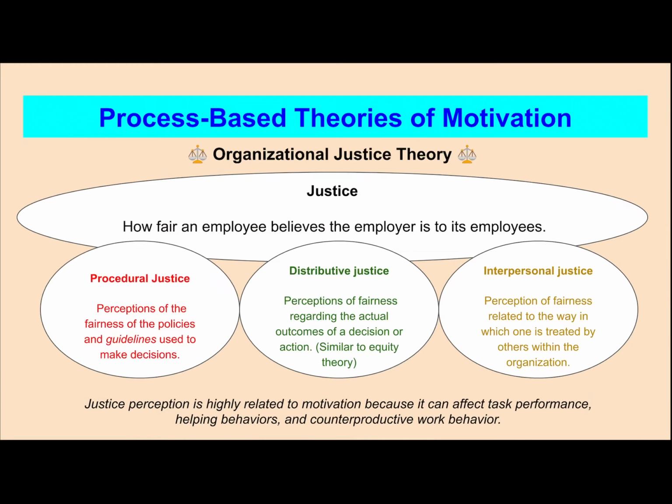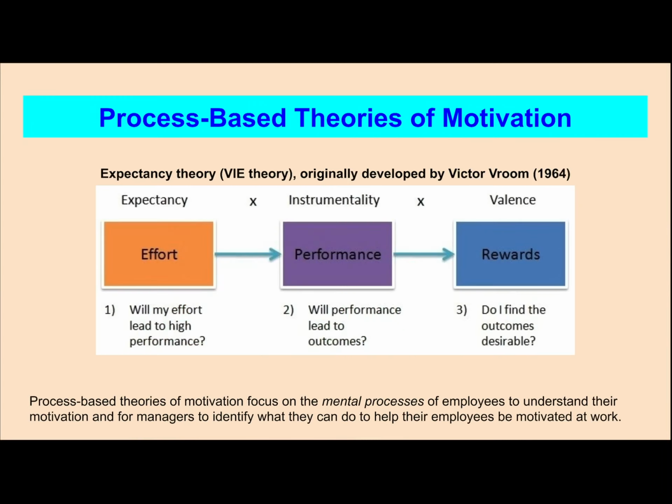And justice perception is highly related to motivation because it's been found to affect task performance, helping behaviors, and counterproductive work behavior. If you don't think things are fair, you're more likely to engage in counterproductive work behavior. Our next process-based theory is called expectancy theory, also called VIE theory because it involves valence, instrumentality, and expectancy. It was originally developed by Victor Vroom in 1964.